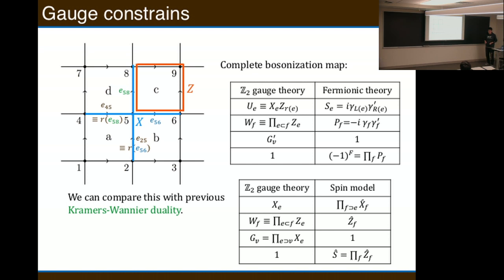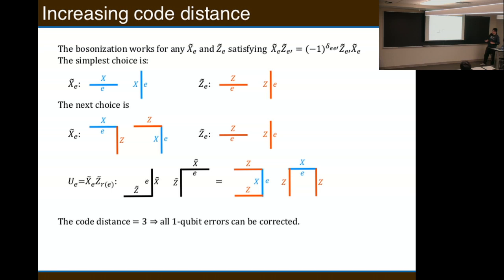So let's just quickly mention the trick to increase the coefficient. When we first defined our bosonization, we only used the property that X and Z anti-commute, so we just chose the Pauli matrices X and Z. But it turns out we can construct other operators, X tilde and Z tilde, that also satisfy the same commutation relation. For example, I extend the X operator in this way. We can check these two operators still anti-commute with each other, because the two minus signs give a plus sign. So X tilde and Z tilde in this definition have the same commutation relation.